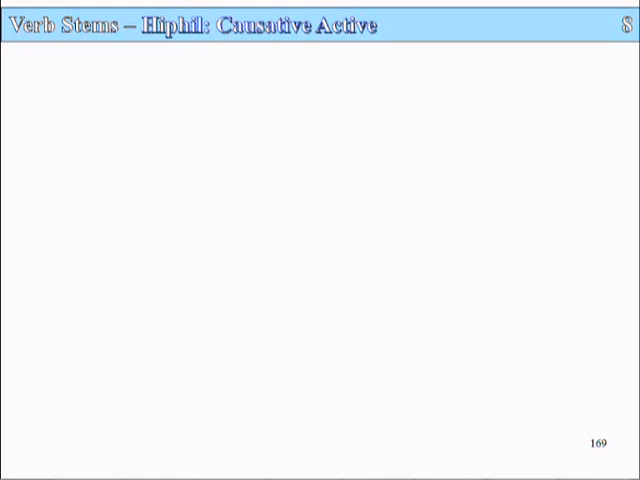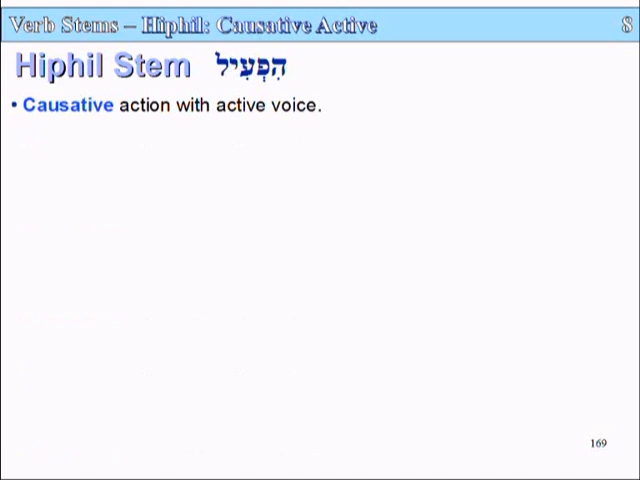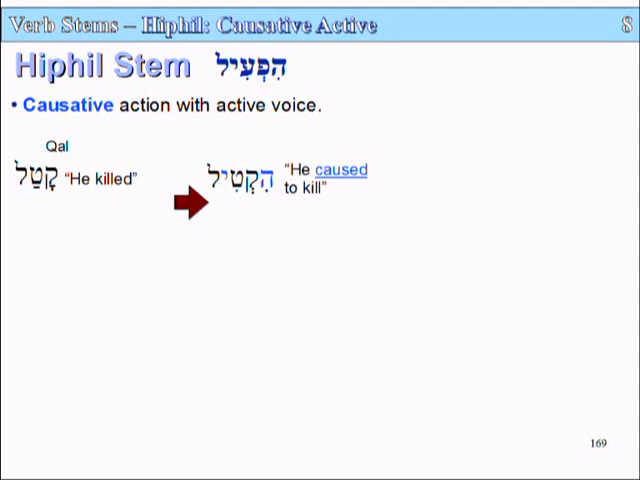Slide 169, Lesson 8, Verb Stems, Hiphal, the causative active verb stem. The Hiphal stem denotes causative action with active voice. So if we take the third person masculine singular word for he killed, katal, the Qal version, and change it to a Hiphal, it becomes hiktil. He caused to kill. So katal, he killed, becomes hiktil, and that's the Hiphal version of it.